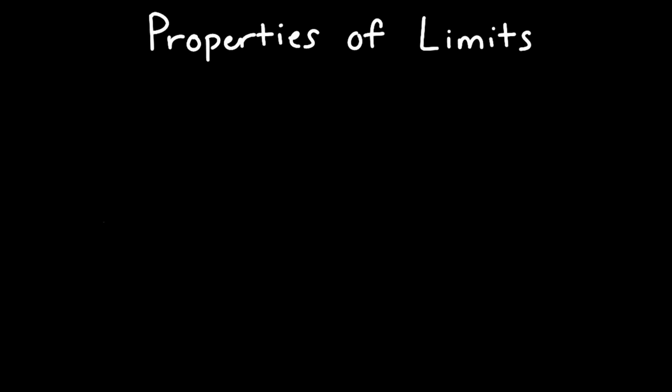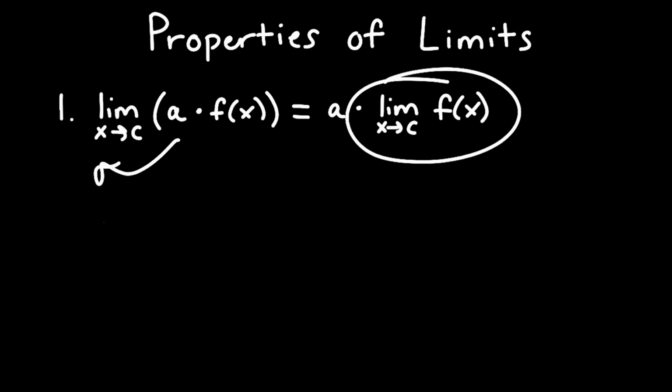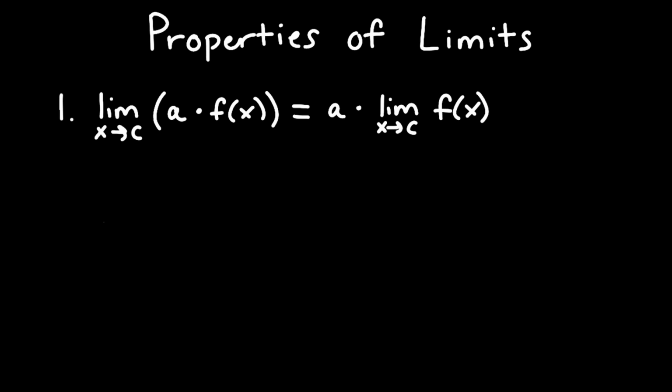So the first property of limits we're going to talk about is the constant rule. Now, this is probably going to look like a bunch of technical stuff you don't really understand for now. But basically what this is saying is that if you have a function that's being multiplied by some constant a, you can pull that constant to the front and then just take the limit of the function. Now this is going to be a lot more clear if we use an example.